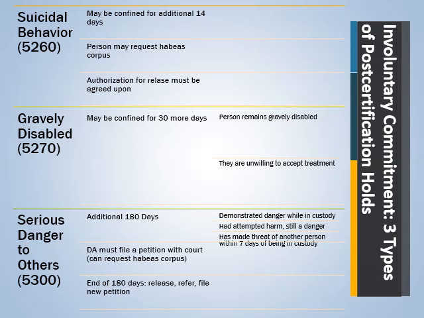So the third part is post-certification. And if it's suicide, it turns into a 5260. And this is another 14 days. But after that, you have to release them. That's the last stop. With grave disability, you can get 30 more days, and now you need to either initiate proceedings to find a conservator or something like that. But that's generally what's happening at that point. You can't keep holding them unless those proceedings are in process for the conservator.